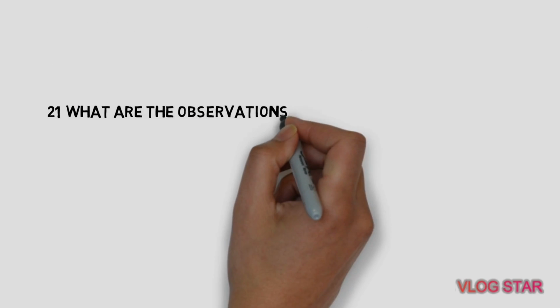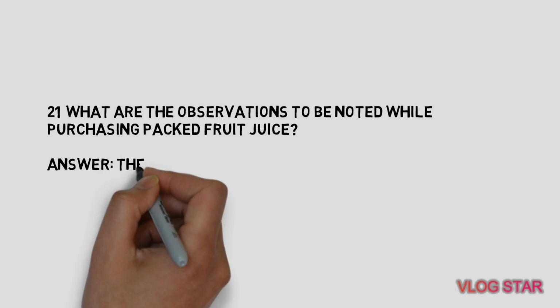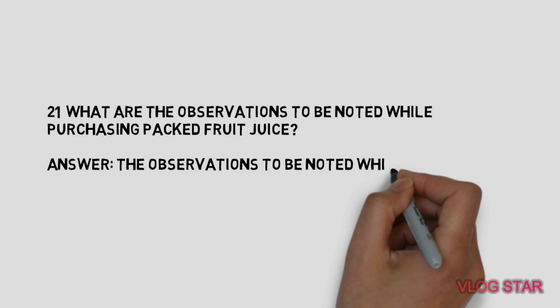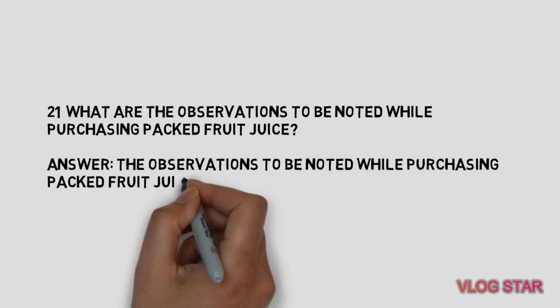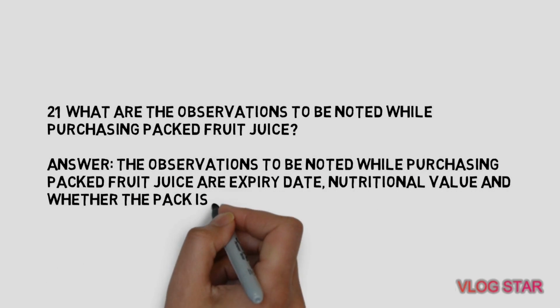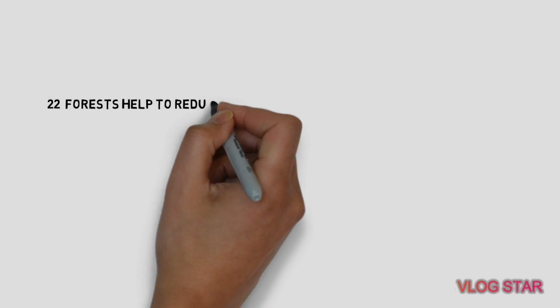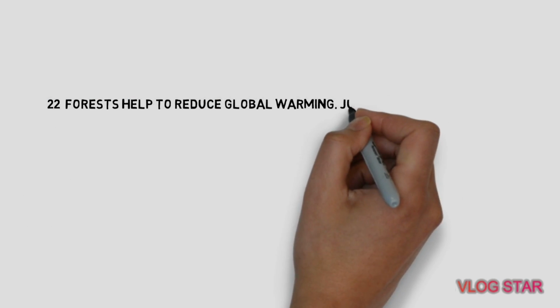21. What are the observations to be noted while purchasing packed fruit juice? Answer: The observations to be noted while purchasing packed fruit juice are expiry date, nutritional value, and whether the pack is puffed. 22. Forests help to reduce global warming.